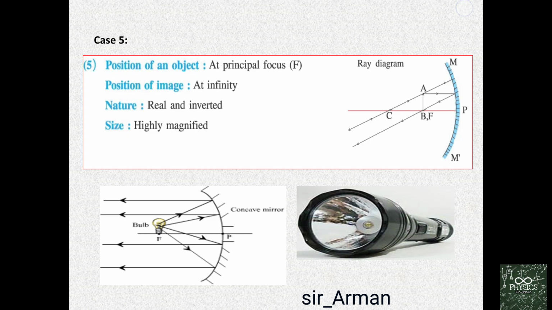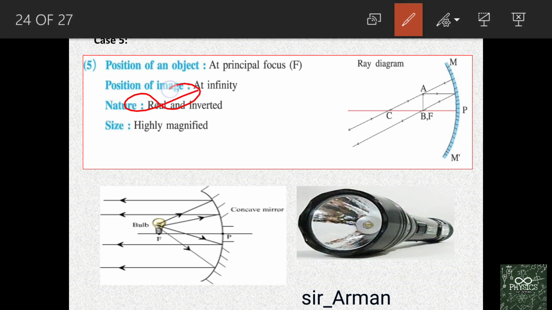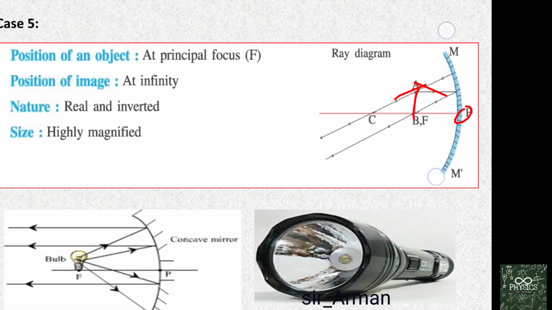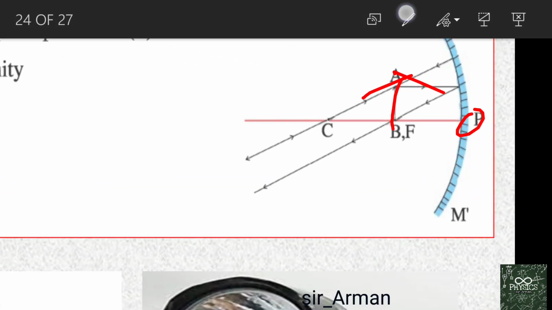Now case number 5. First case, our object was at infinity. Second case, beyond C. Third case, on the C. Fourth case, between C and F. Now in the fifth case, we are again moving towards the center of the mirror, that is, towards the pole. So now we will place our object on the principal focus. Here our object is on the principal focus at this point.